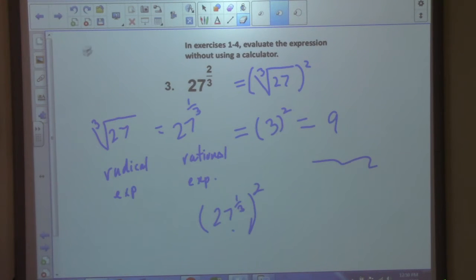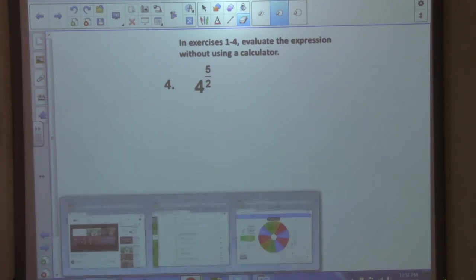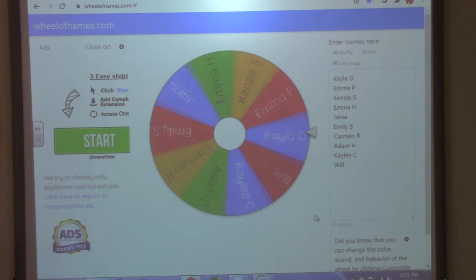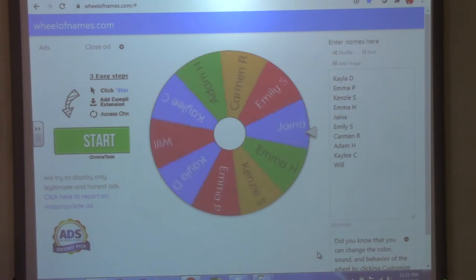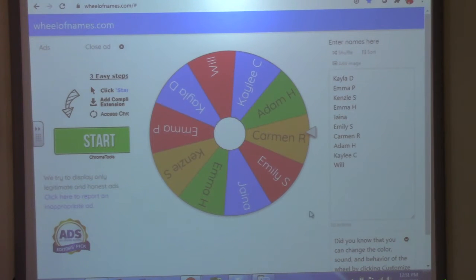Actually, I'm just going to leave that right up there. Let's go, okay, the next one here, we're going to pick someone. Where? It's going to be Carmen, okay, Carmen. That means you know how to do it.